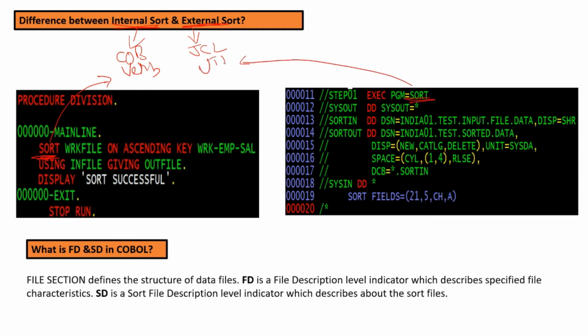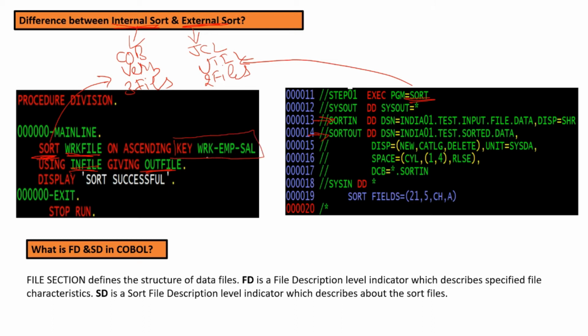In internal sorting, we use three files, but in external sort we use two files to sort the data. Like we have the first temporary file or work file, second is the input file, and third is the output file. But in case of external sort, we use only the sort input file and sort output file. So there are two files, and here we use the key, meaning the field name.